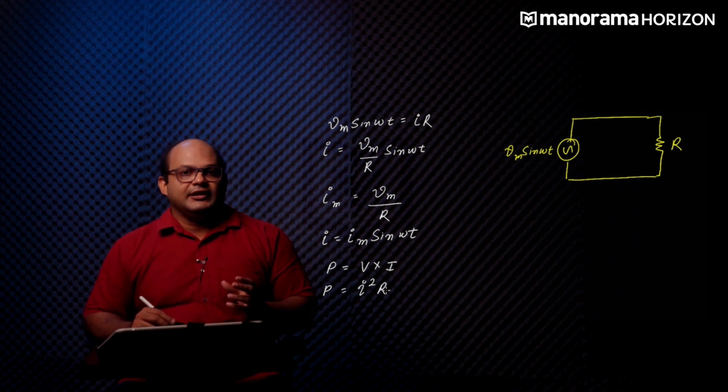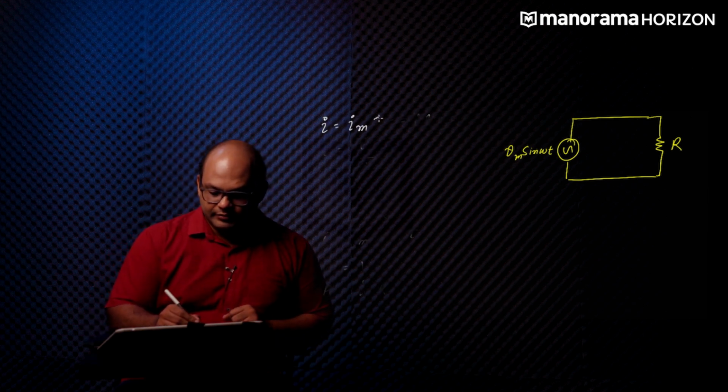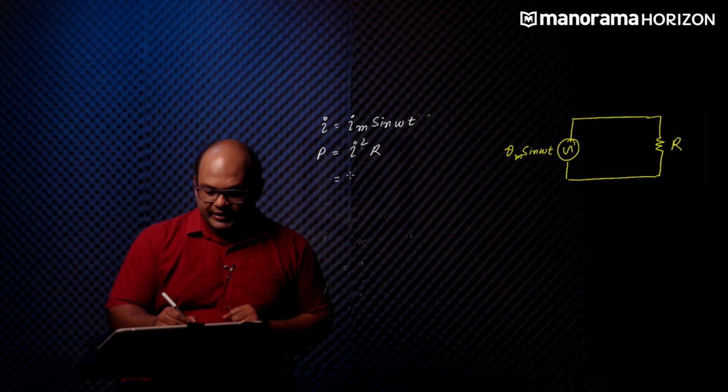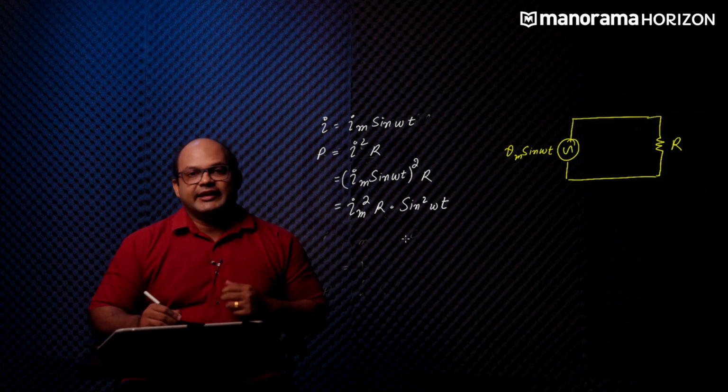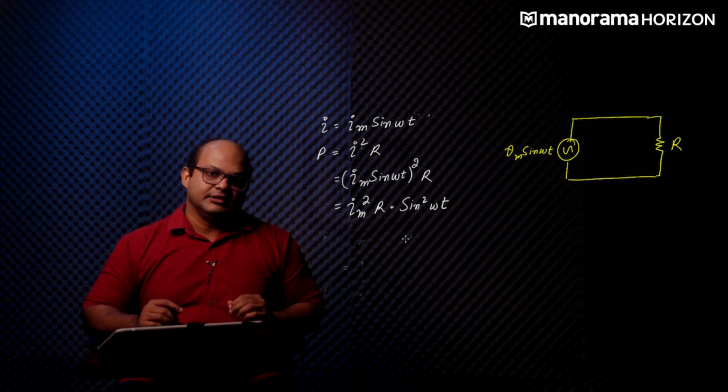To do that, let's substitute the values that we have just learned into this equation. So I is equal to Im sine omega t, and we know that power dissipated in the resistor is equal to I square R. So we can write this as Im sine omega t whole square multiplied by R, equal to Im square times R times sine square omega t. So this gives us the expression for the instantaneous power that is absorbed by a resistor in an AC circuit.